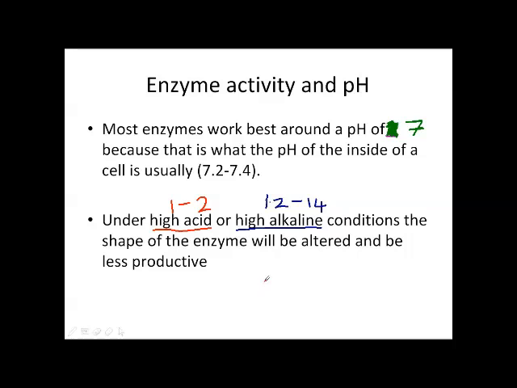The shape of the enzyme will be altered and be less productive. So at these high acid and high alkaline conditions, the shape of the enzyme will be altered. Another word for that is denatured. Okay? Yeah, my pen's not working. Denatured. So the enzyme will be denatured. Again, that is a loss of shape, especially in the active site. If the active site no longer has a shape, it can no longer function.